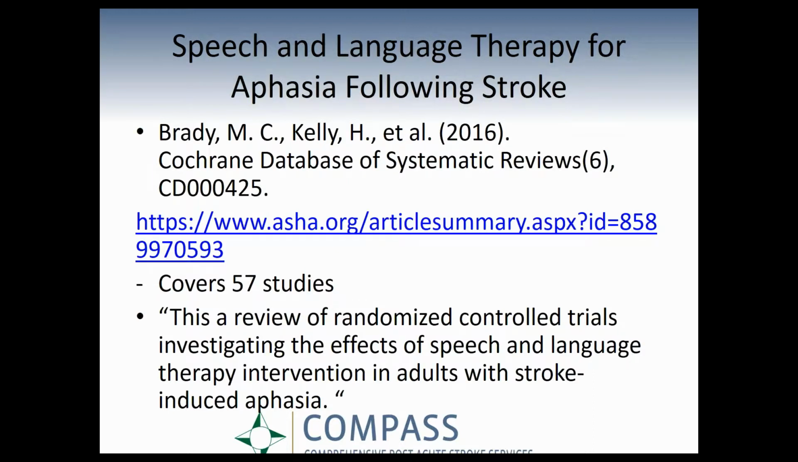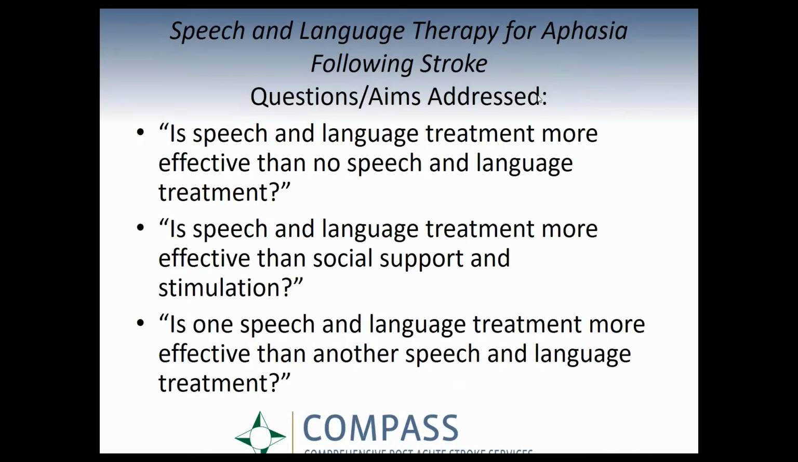So this is just literature that is in support of speech and language pathology intervention, just an article for reference. It covers 57 different studies, and it reviews what is the effect of speech and language therapy in adults post-acute that have aphasia. And so these were the specific questions and the aims that were addressed. I'm not going to read them all to you. The gist is, does speech and language therapy from a speech and language pathologist result in a better outcome as compared to not receiving it? As well as they looked at other factors such as time, duration, frequency, intensity.